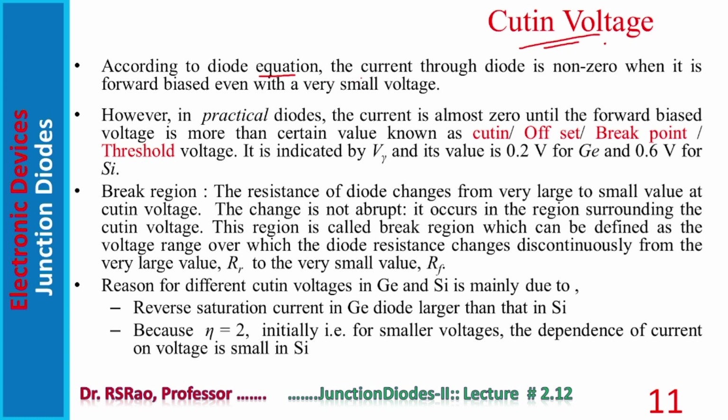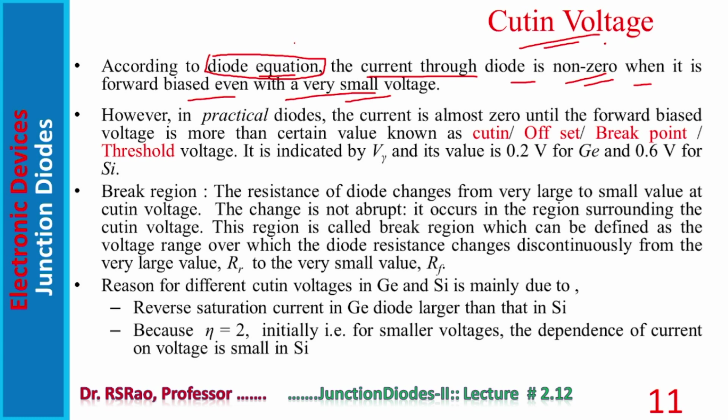According to the diode equation, the current through the diode is non-zero when it is forward biased, even with a very small voltage. So this is the diode equation. According to it, current has to flow even when the applied voltage is very small, nearly 0, under forward biased direction.